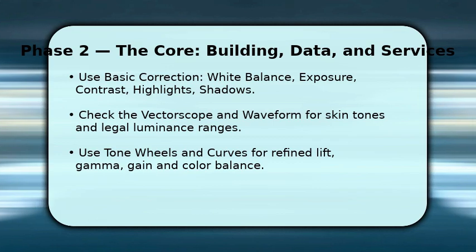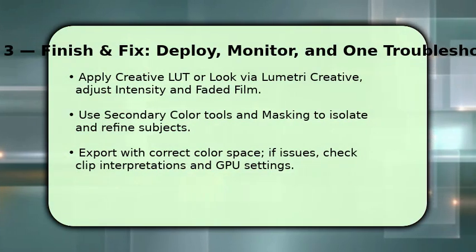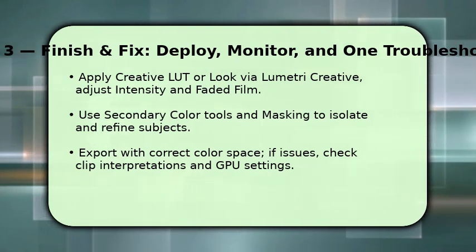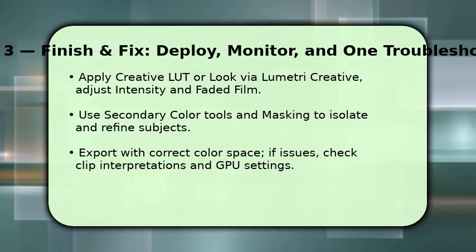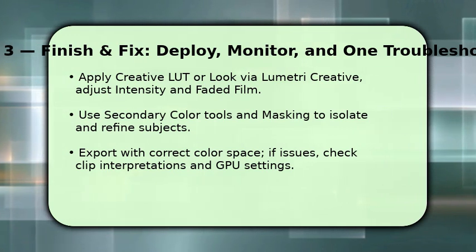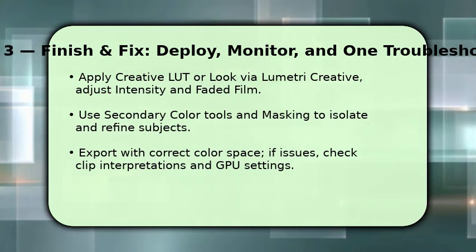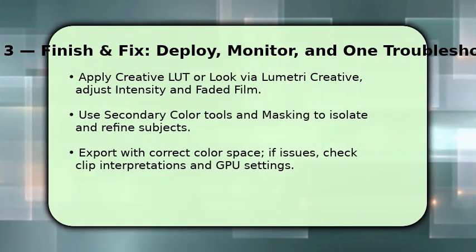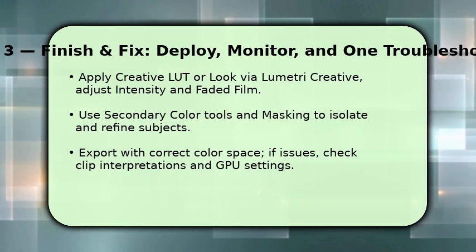You finalize the look by adding a creative LUT or adjusting the creative controls. Reduce intensity to taste so skin tones remain believable. Once done, isolate problem areas with HSL secondary and masks to tweak single colors or objects without affecting the whole frame. For final output, export using the sequence color space and monitor scopes for clipping.